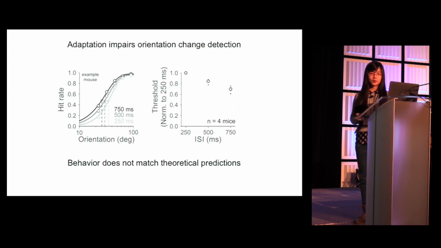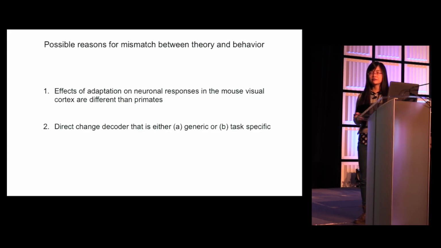So this indeed suggests that adaptation actually impairs orientation change detection, which is inconsistent with the theoretical prediction I just mentioned. There may be several reasons that contribute to this mismatch between theory and behavior. First, maybe the effect of adaptation on neuron responses in the mouse visual cortex is different from those in primates and carnivores. Second, maybe there exists an alternative direct change decoder that is either generic or task-specific.